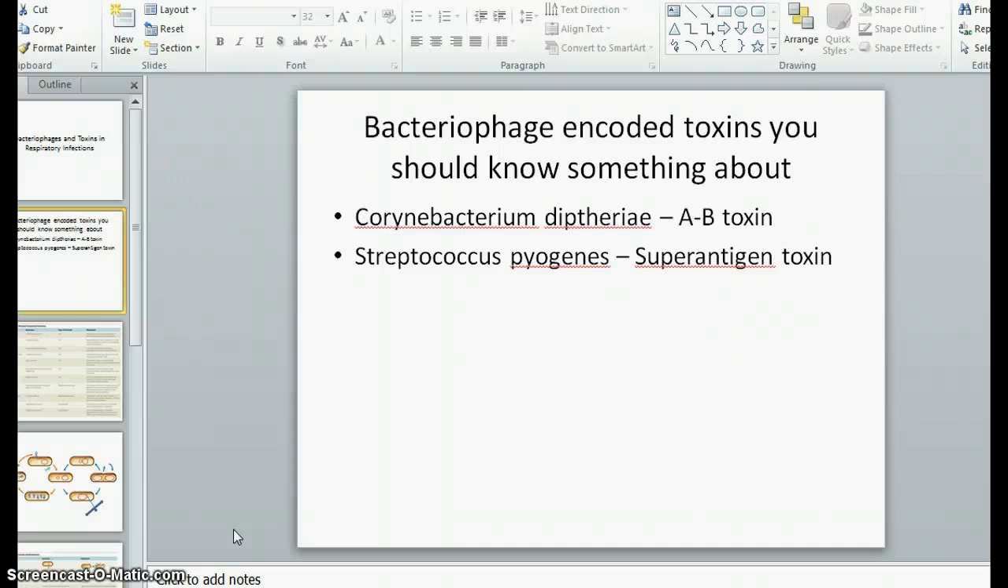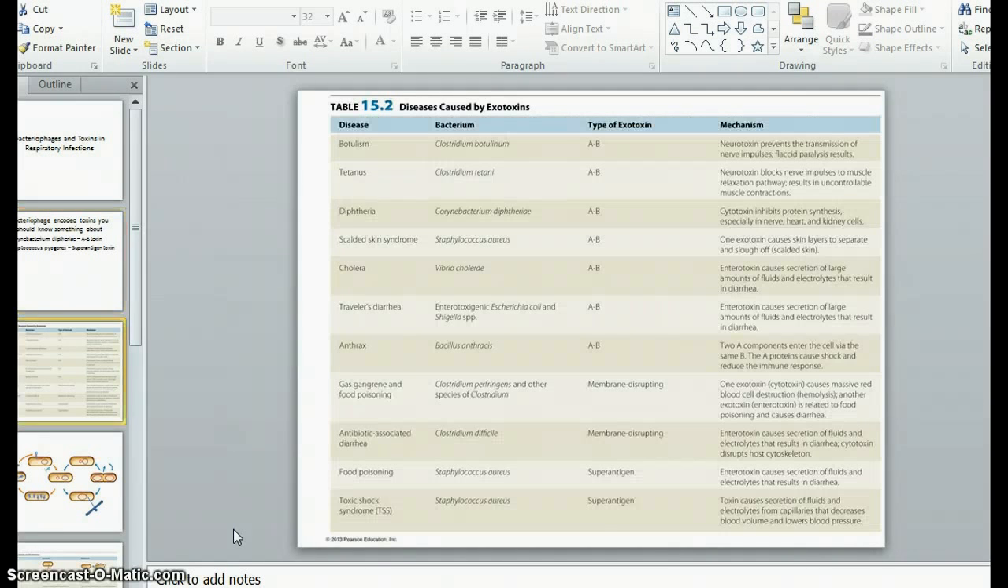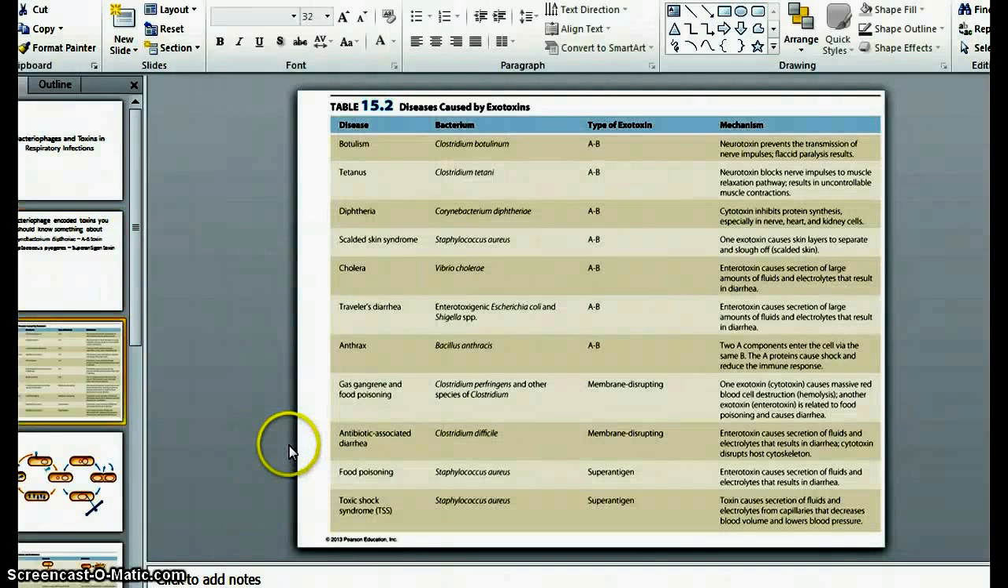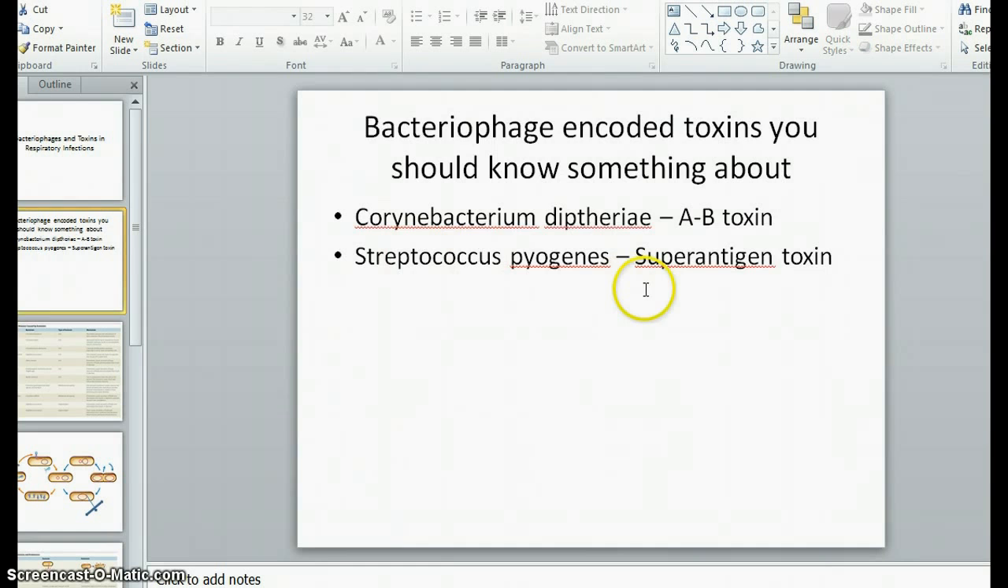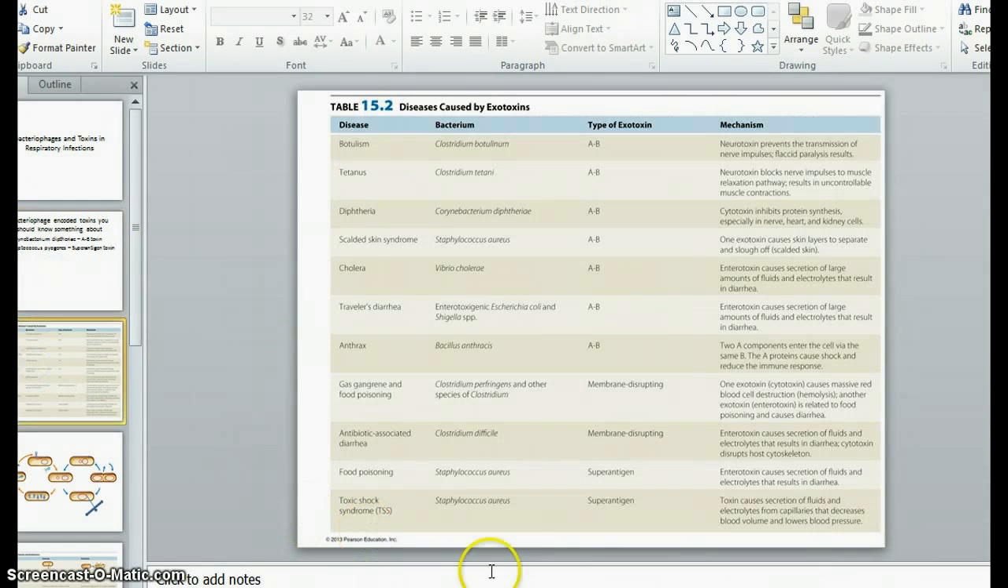Let me show you. If you go back to chapter 15, table 15.2 here, notice right here, diphtheria toxin. The diphtheria toxin is an AB toxin, and it is encoded by genes found in a bacteriophage. Kind of cool. And the superantigen toxin of Strep pyogenes obviously isn't on this list, but I did tell you that it is a superantigen, and superantigens are on this list.